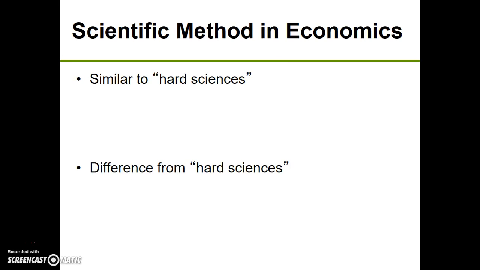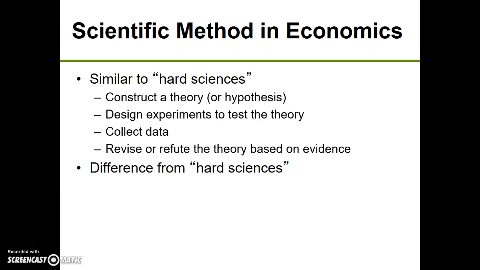Second, in studying particular economic questions, economists often use something very similar to what people in the hard sciences like chemistry and physics use to study their questions. So it's sort of like the scientific method we use in economics. It's similar to the hard sciences in that we will construct a theory or hypothesis, design an experiment to test it, collect data, and then decide whether the theory has a basis or not based on our evidence.